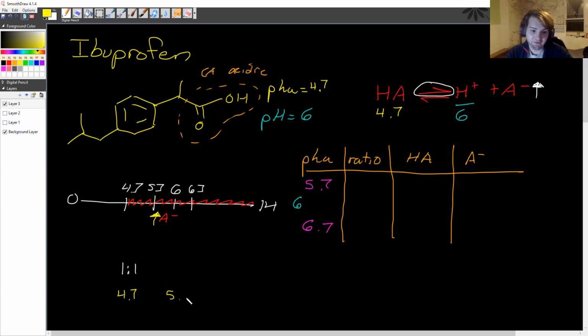As we jump up to 5.7, the question becomes, are we going to be increasing the A minus side or the HA side? And go back to what Mother Nature tells us. Mother Nature tells us that the form we're going to see more of is the charged. So I'm going to be increasing the right-hand side. So it's going to be 1:10. Same thing, jump up another one to 6.7. I'm increasing the right-hand side because that's the charged molecule, and I'm going to get 1:100.